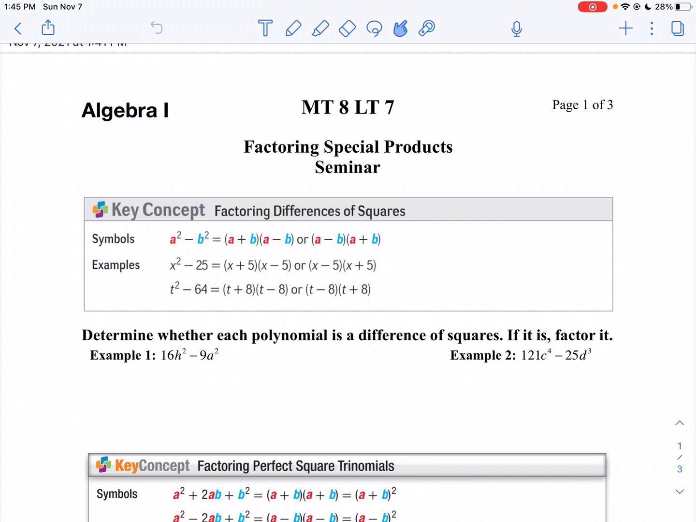Hello, in this lesson, I want you to factor binomials that are a difference of squares. I want you to factor trinomials that are perfect squares. Some vocabulary we're going to take a look at is difference of two squares and perfect square trinomial. We're going to start here with difference of two squares.